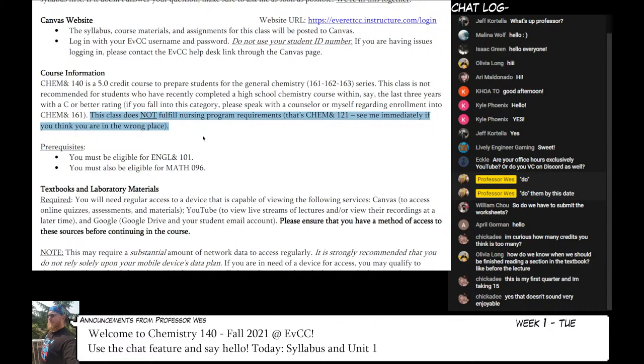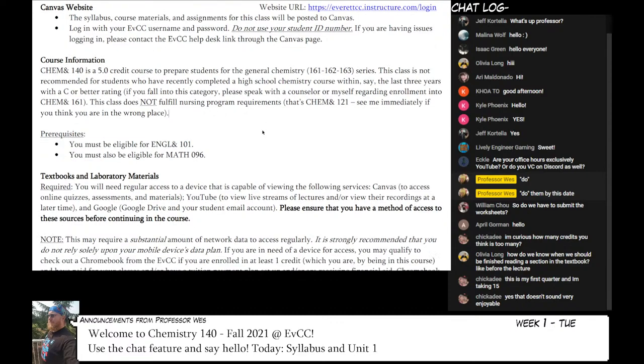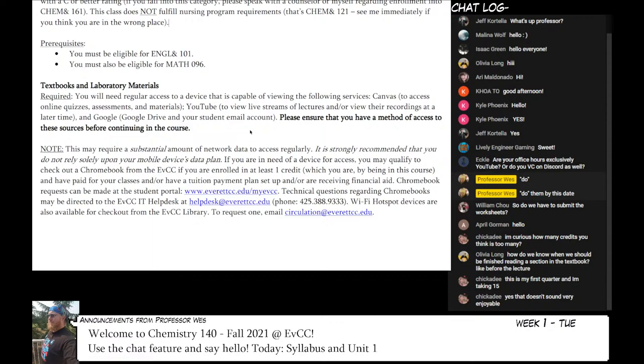If you are trying to get into the nursing program, or allied health, or radiology, or dental hygiene, or stuff like that, I believe dental hygiene is 121 also. But the other three that I listed are definitely 121. So, again, if you're confused and not sure, let me know. I will advise you to go to the right spot. Just look up your intended major, and I'll be able to do that.